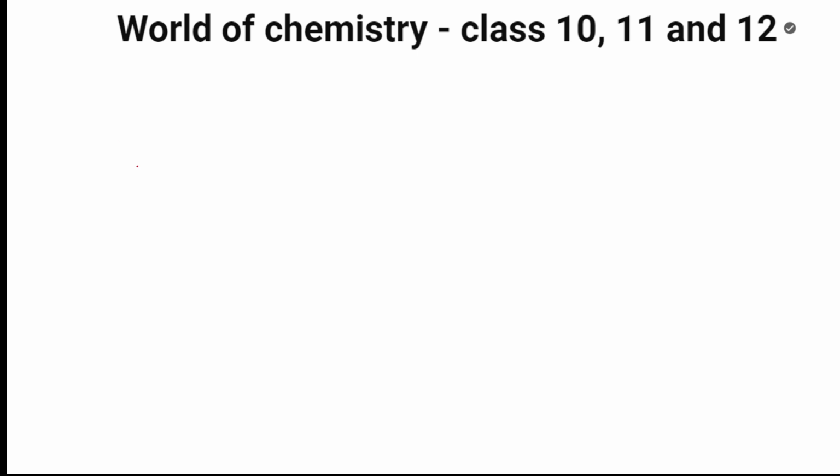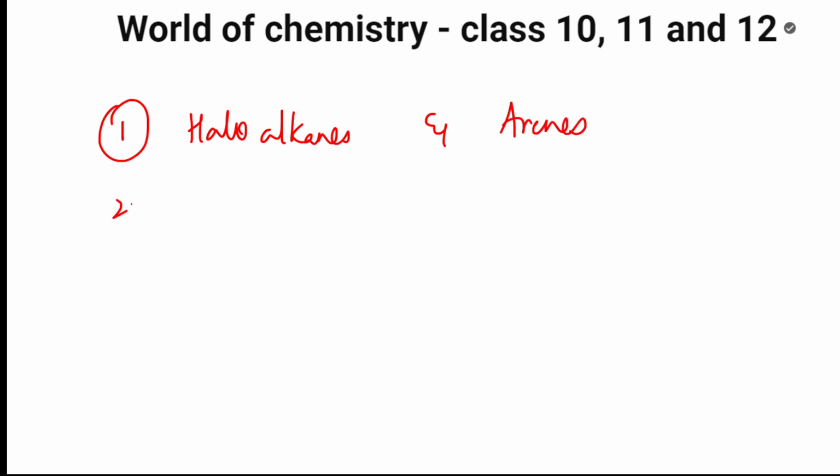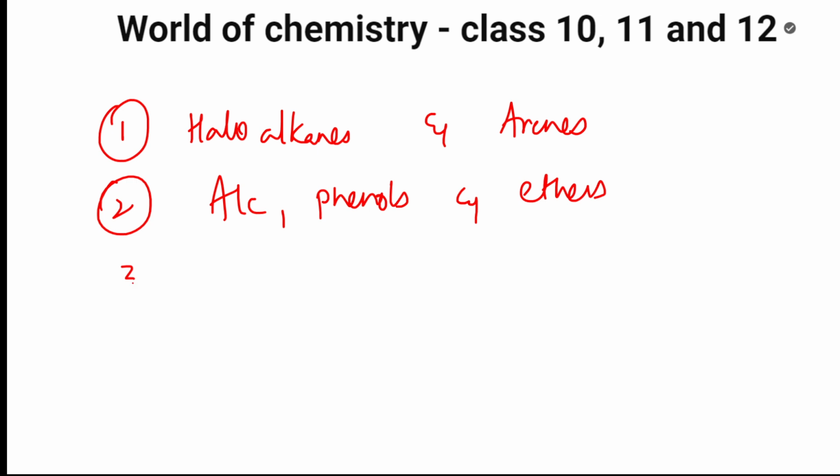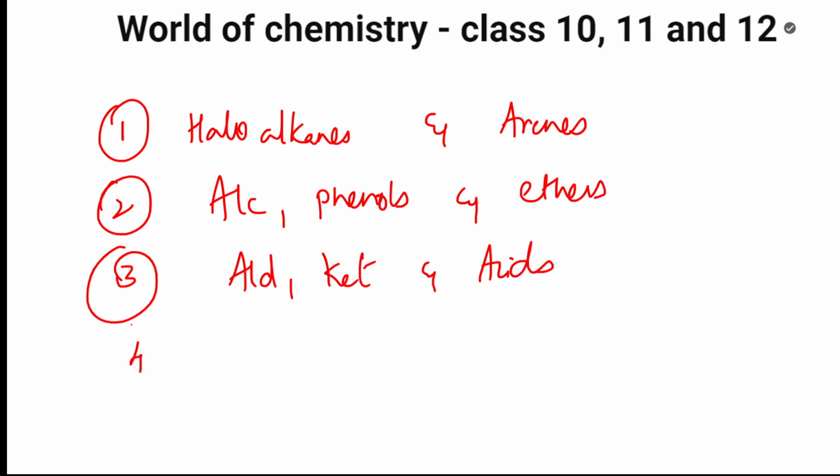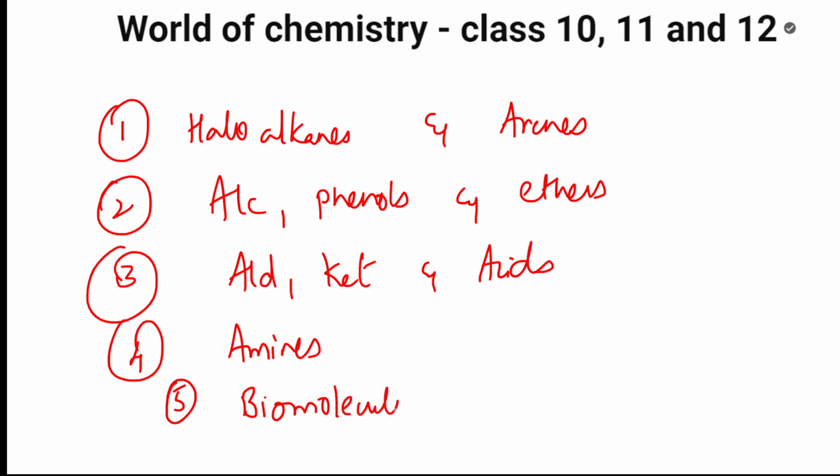Now tell me, what have we completed? Watching the complete video, we have done haloalkanes and haloarenes. Everything is covered. Next, we have covered alcohols, phenols, and ethers. Everything is covered in that. Correct. Now, next, we have covered aldehydes, ketones, and acids also, everything along with the name reactions. Fourth, we have covered amines. And fifth, we have covered biomolecules. Now, like this, I am also going to send you concept maps for physical chemistry and inorganic chemistry.